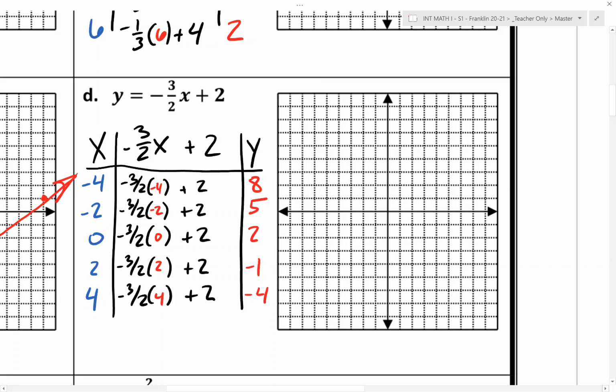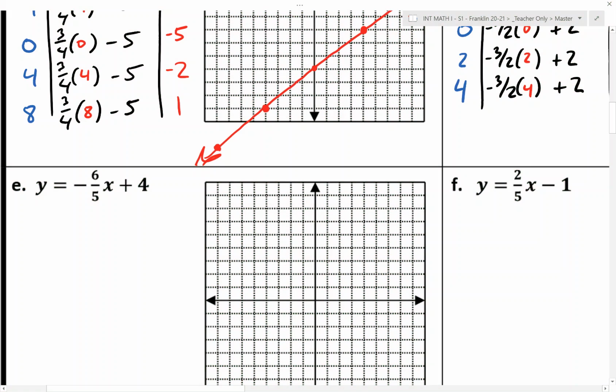Okay, so let's graph. Negative 4, 8: left 4, up 8. Negative 2, 5, 0, 2, 2, negative 1, and 4, negative 4. All in a nice straight line. Okay, looks good. Let's move on. Example E, 2 left.